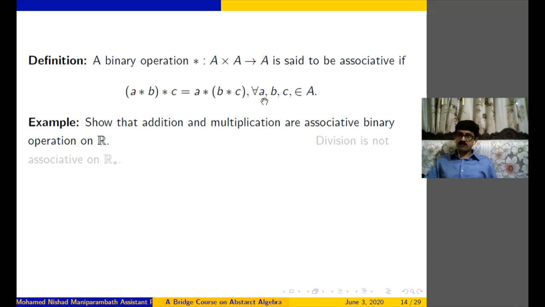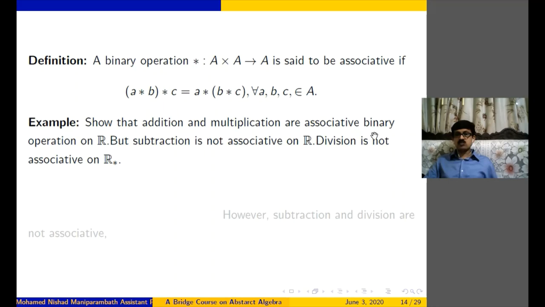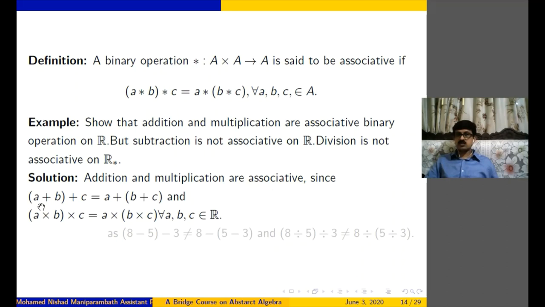We move to another example. Show that addition and multiplication are associative binary operations on R, the set of real numbers, but subtraction is not associative, and division is not associative on R star. The subtraction is not associative, which we proved just before. The addition and multiplication are associative. Since addition of three numbers, (a plus b) plus c is equal to a plus (b plus c), it is very clear. We don't want to prove more.